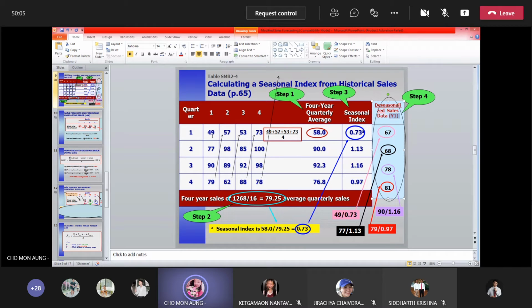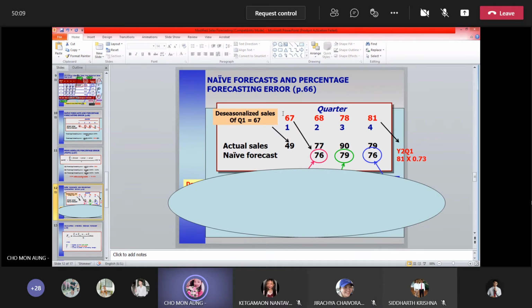So we do not use these. We will use the last column here. So come back here: 57, 68, 78, and 81. These are the deseasonalized sales data. Can you follow up to now? Yes.